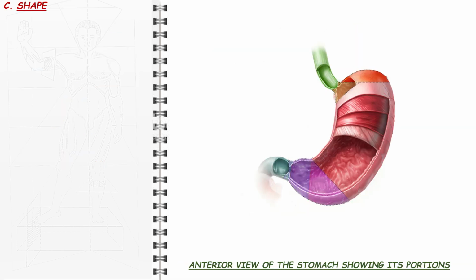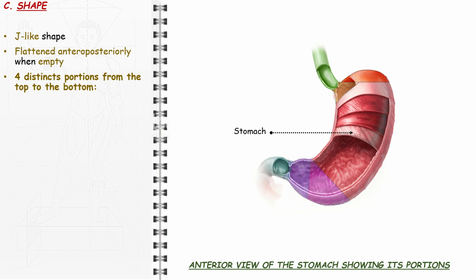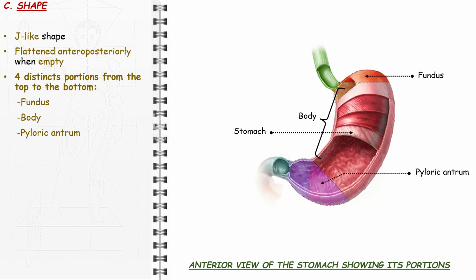The stomach has a J-like shape and is flattened anteroposteriorly when empty. 4 different portions are distinguished from the top to the bottom: the fundus, the body, the pyloric antrum and the pyloric canal, 2 orifices, cardiac and pyloric, 2 curvatures, upper lesser and lower greater, and 2 surfaces. The fundus is the upper pole of the stomach, limited downwards by the upper border of the cardiac orifice. The body of the stomach is the middle vertical portion. The pyloric portion comprises the pyloric antrum, the lowest point of the stomach, and the pyloric canal sloping upwards, backwards and to the left.